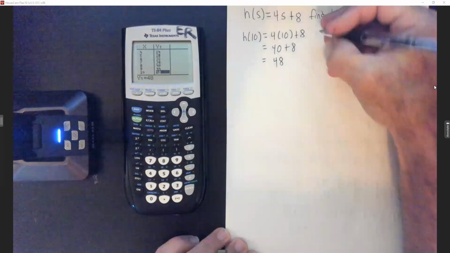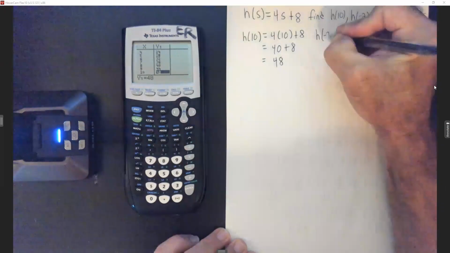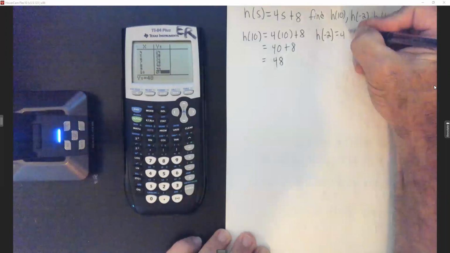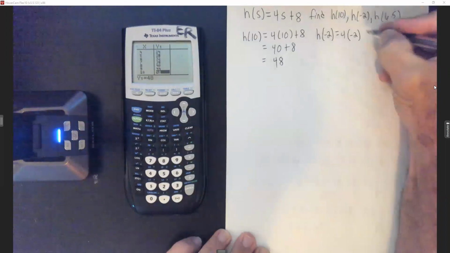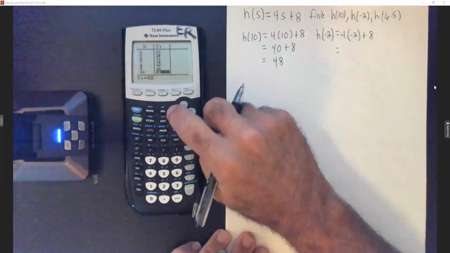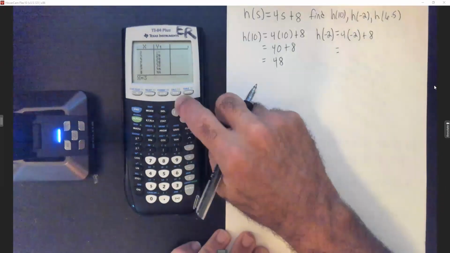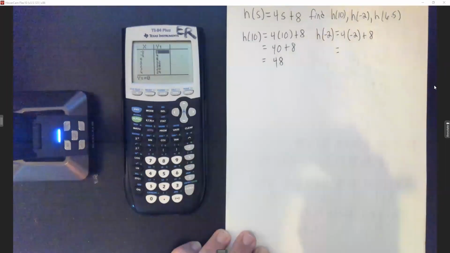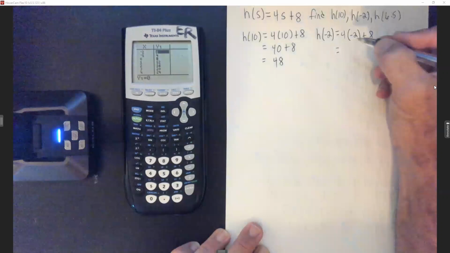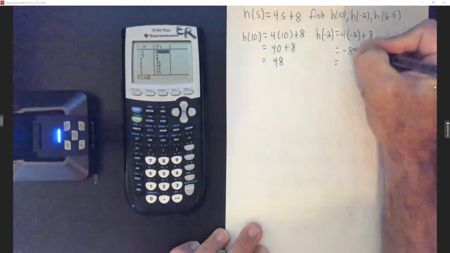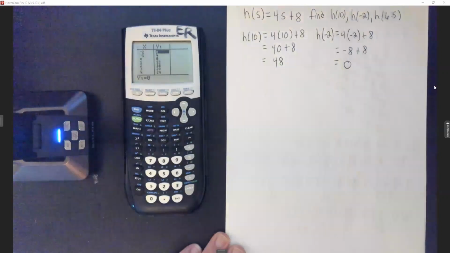All right, h of -2. Same thing, I'll take the 4 times the -2 plus 8. So let's go see what we should get on a -2. I should get a 0, so let's see. 4 times -2 is -8 plus 8. And y'all look at that, -8 plus 8 is definitely 0.